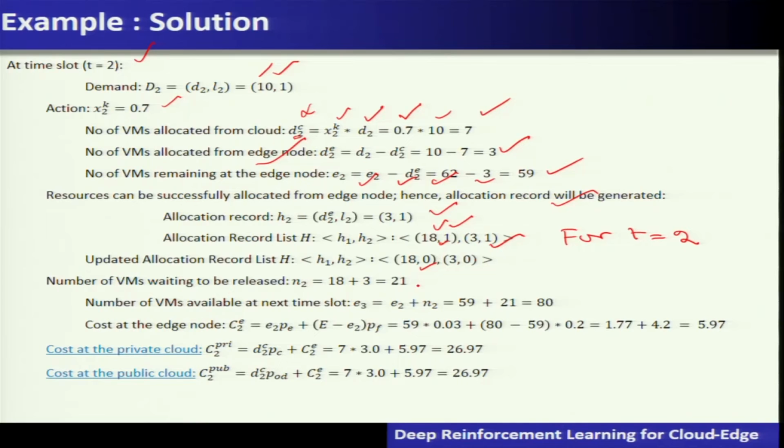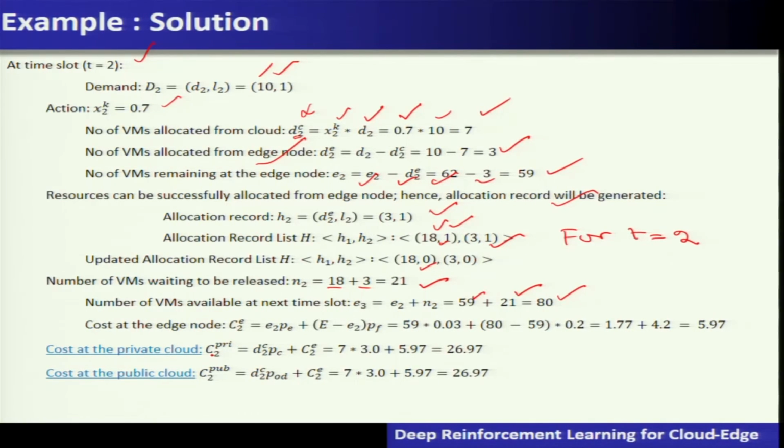So the number of virtual machines waiting to be released is 18 plus 3, that is 21. The number of virtual machines available for the next time slot will be 21 out of this, and 59 from the remaining, total 80.